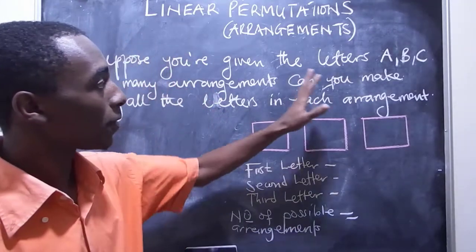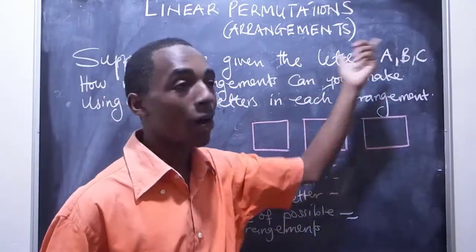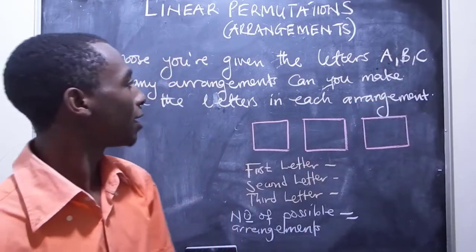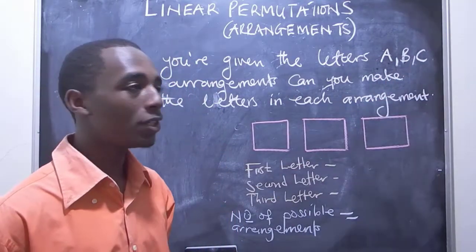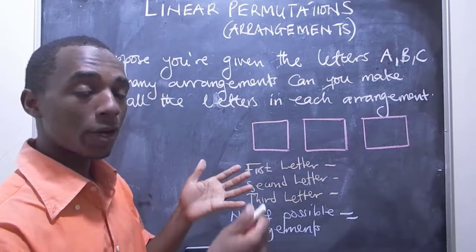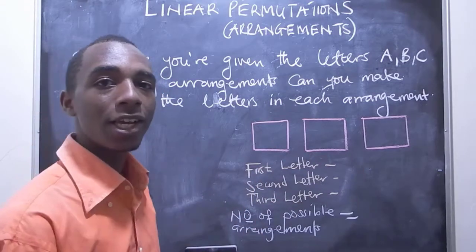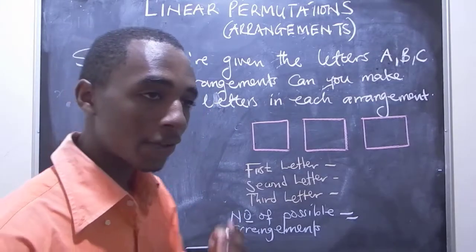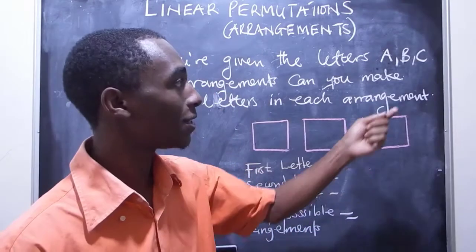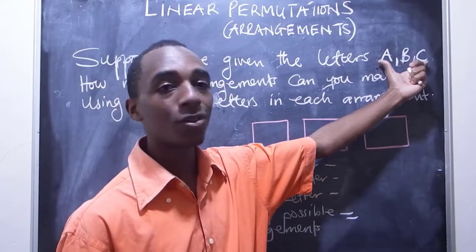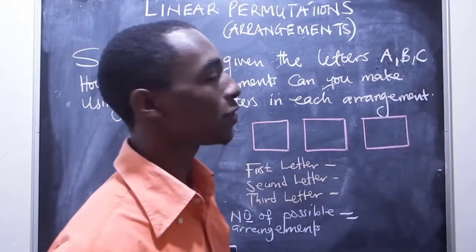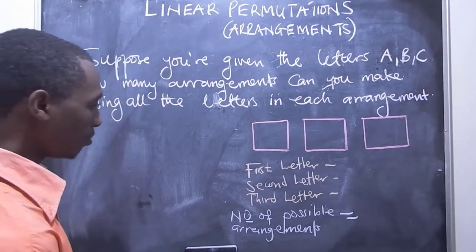So let's suppose you're given three letters. So these are our objects in this example. We have three letters A, B, C, and we want to see how many arrangements can we make, supposing we are going to write all these letters in a line. So we're looking at linear arrangements. Now the first method of doing this obviously is to try and write out all the possible arrangements that can be made here. So let's try and see what those arrangements could be.